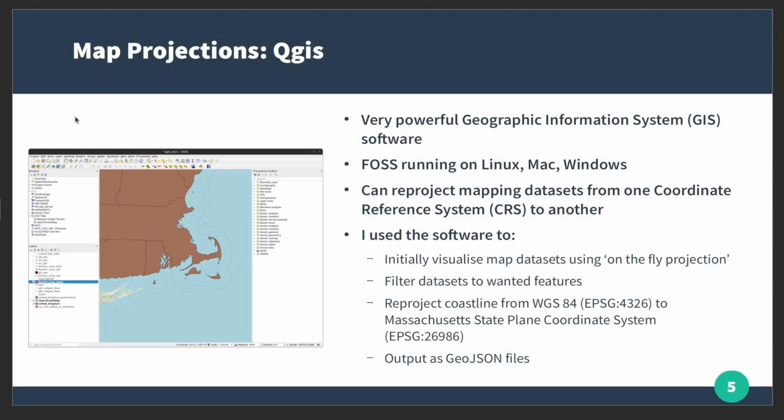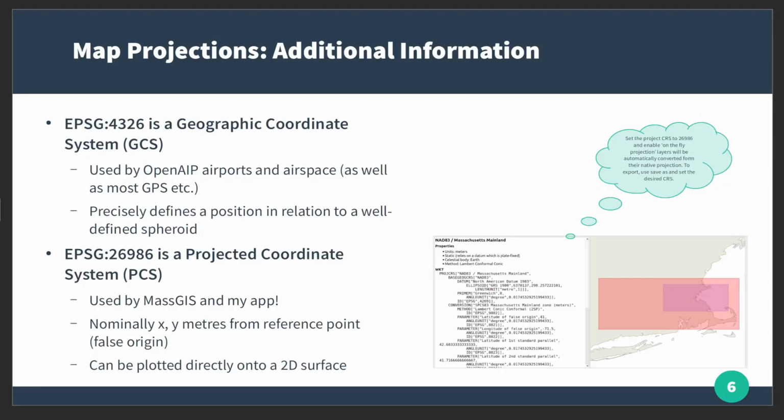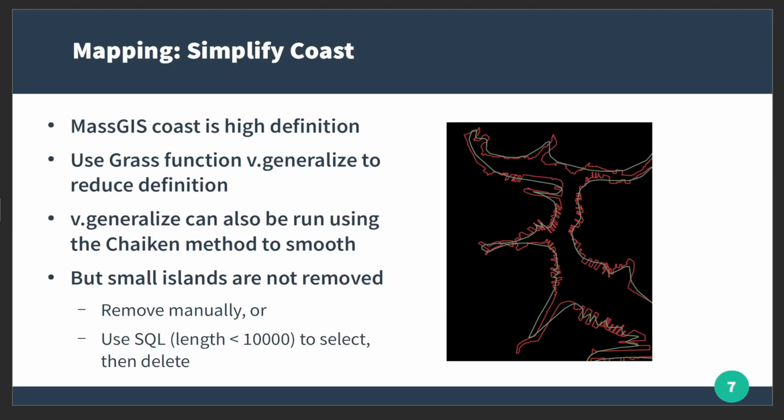It's free and open source software. I used it to pre-process the mapping data from OpenAIP and MassGIS. A projected coordinate system has northings and eastings in meters from a reference point. I could use this to plot points directly onto a 2D surface. The MassGIS coastlines were high definition. I used QGIS to simplify them to something easier for plotting.